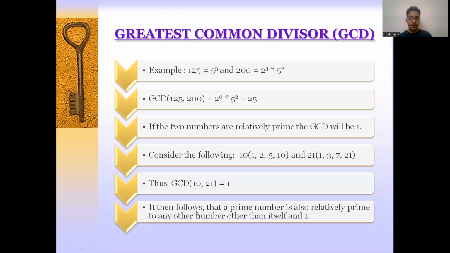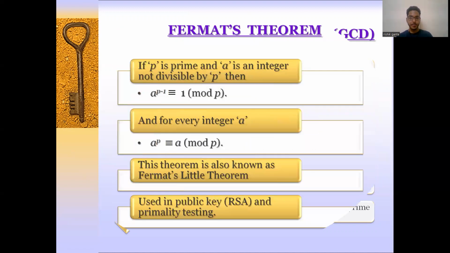So, it then follows that a prime number is also relatively prime to any other number other than itself and 1. That means, consider a prime number 7 and any other number like 8. The factors of 7 are 1 and 7, and the factors of 8 are 1, 2, 4 and 8 itself. So we can see that the only common factor for 7 and 8 is 1, and thus 7 and 8 are said to be relatively prime.